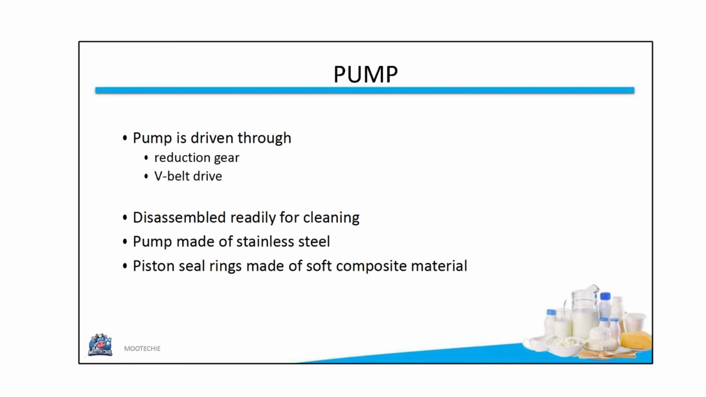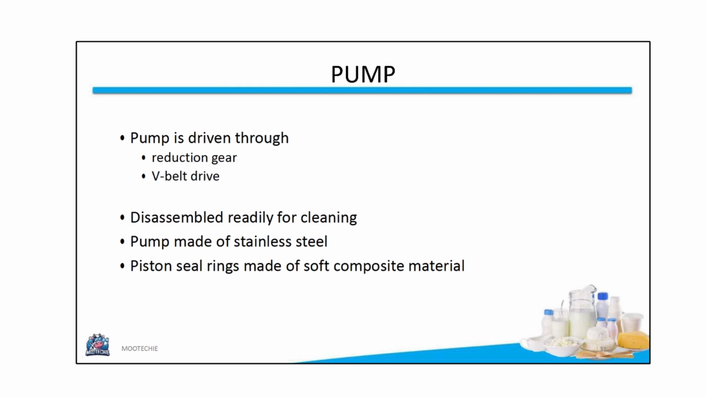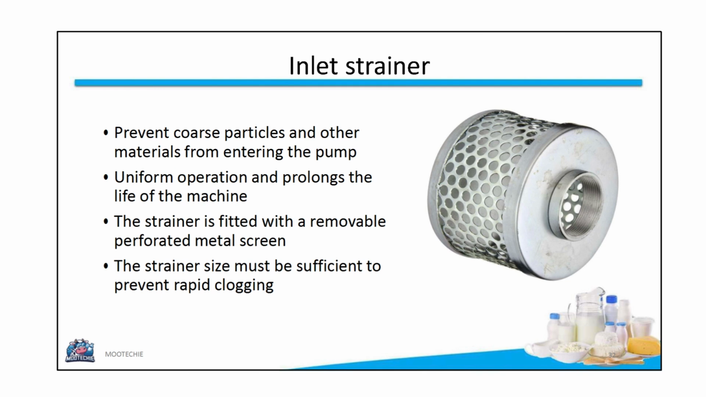The pump is driven through a reduction gear and a V-belt drive. It must be readily disassembled for cleaning. The pump is made of stainless steel, and the piston seal rings are made of a soft composite material. An inlet strainer is installed to prevent coarse particles and other materials from entering the pump. This ensures uniform operation and prolongs the machine's life. The strainer has a removable perforated metal screen and must be large enough to prevent rapid clogging.